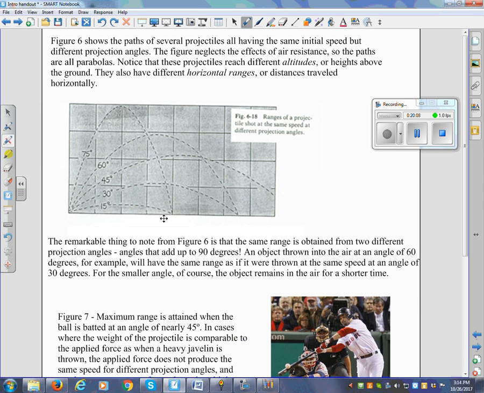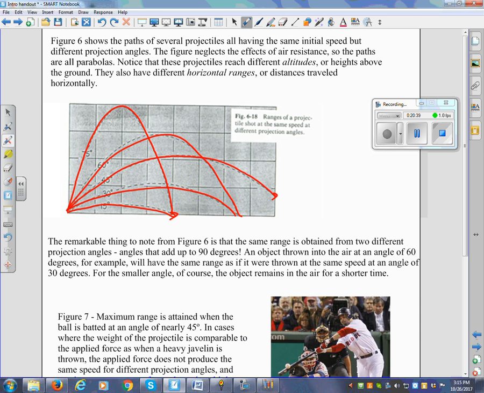Now, is there anything that you might notice about this picture? What's one thing that you might notice? I heard Christine say it. 75 and 15 land in the same place, and those add up to 90. 60, 30. Well, what's with 45? As long as it's 45 and 45. It also tells you that the greatest range is at 45 degrees.